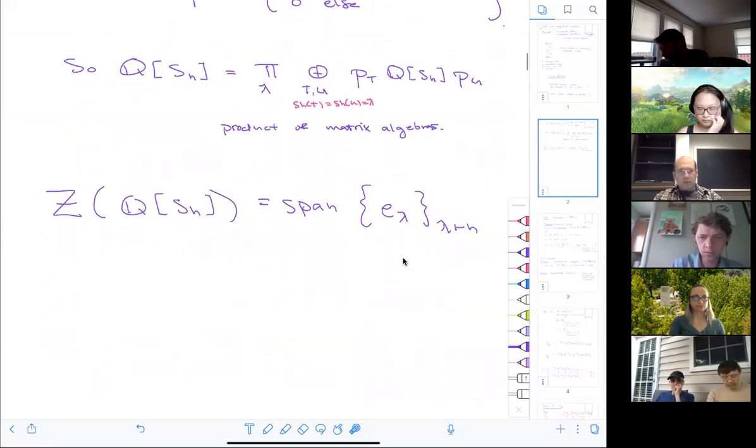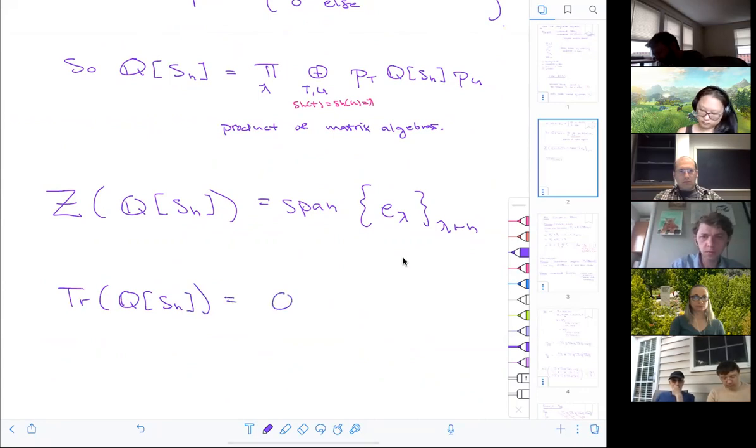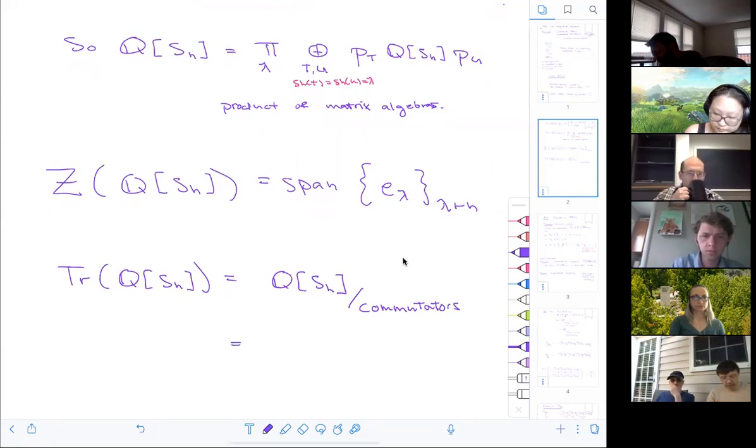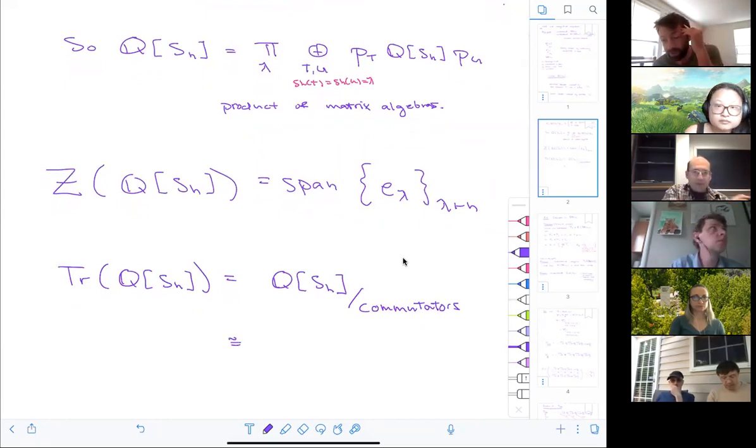There's another object we might be interested in, which is not just the center of the group algebra, but the cocenter. I might call this the trace or the cocenter of the symmetric group algebra. This is defined to be the symmetric group algebra modulo commutators. By a similar argument, the cocenter of a matrix algebra is one-dimensional, generated by the usual trace function.